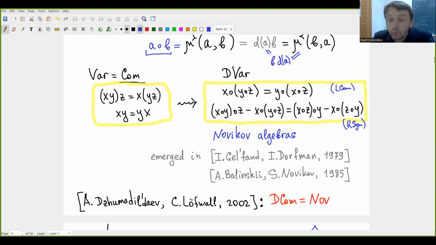They actually proved that the derived variety for commutative algebras coincides with the variety of Novikov algebras. That is, these identities are easy to check for such an operation on a commutative algebra. But why these two identities exhaust all independent identities satisfied for such an operation? This is exactly the result by Jumadildaev and Le Fall.